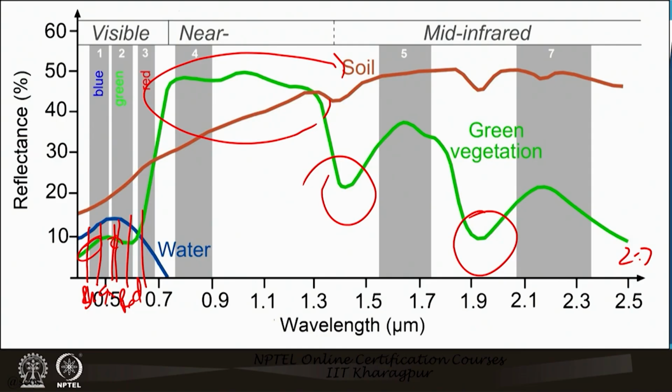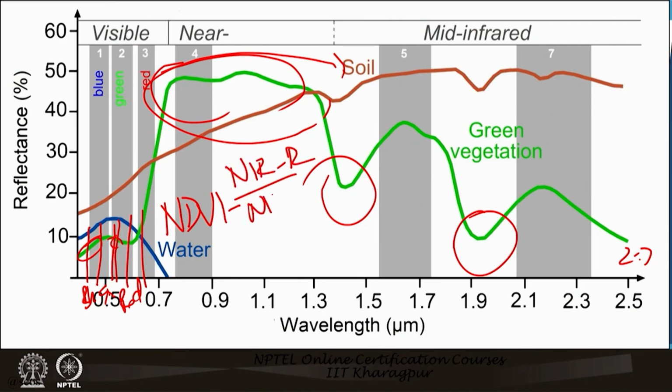For example, if someone wants to understand the amount of vegetation versus non-vegetation, he or she would compare two things. One is the very high reflectance in the near infrared band and the very low reflectance in the red band. That is how people calculate an index called NDVI, which is (NIR minus R) divided by (NIR plus R), which gives you the normalized values of the vegetation index. The positive values indicate vegetation.